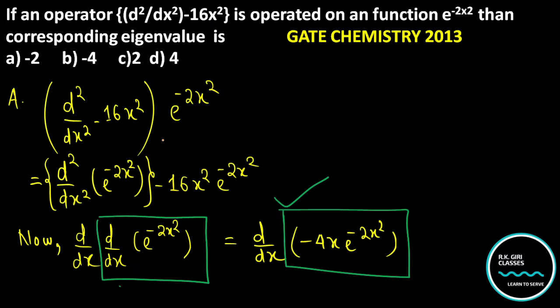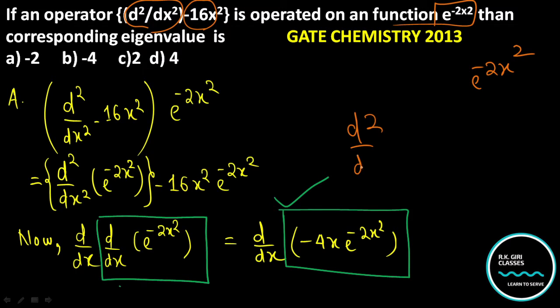Next, coming to the point: d square by dx square minus 16x square operated on a function e to the power minus 2x square. There are two methods to do it, that is double differentiation of e to the power minus 2x square.